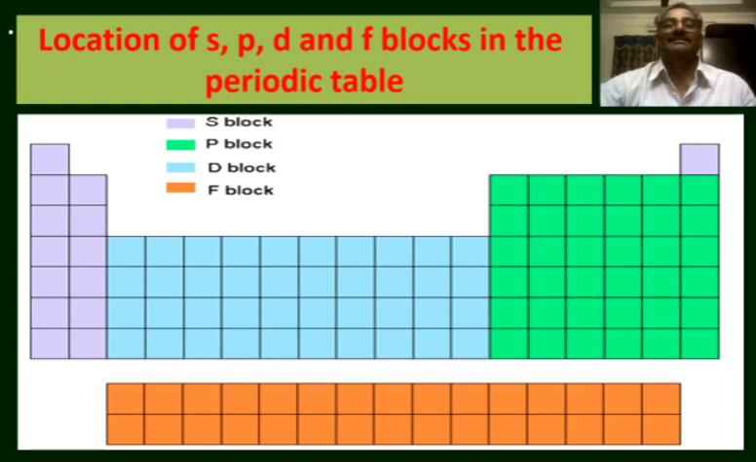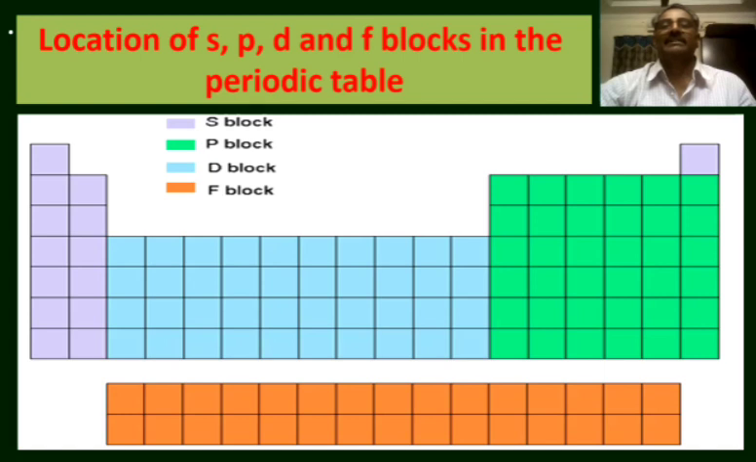Now let us discuss the classification of the periodic table into various blocks. Based on the subenergy level in which the differentiating electrons enter, the elements in the periodic table are classified into s block elements, p block elements, d block elements, and f block elements. If the differentiating electron, that is the last electron which differentiates that element from the previous element, enters the s orbital, the element belongs to the s block.